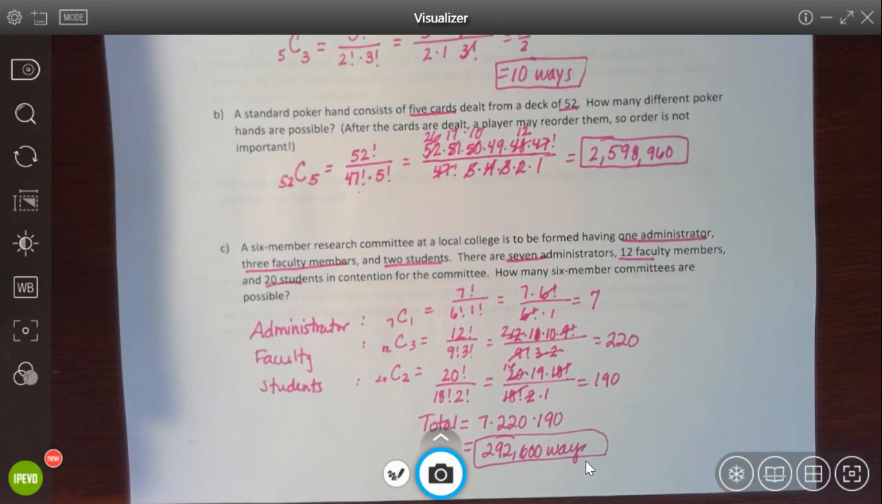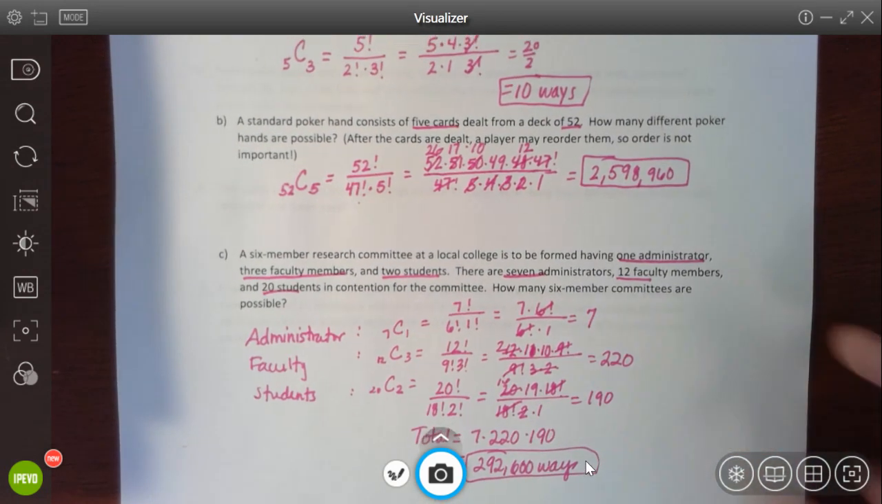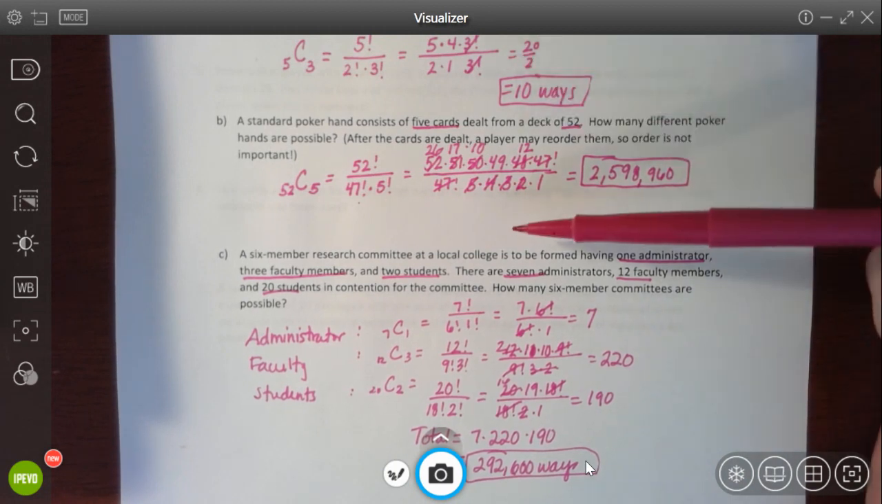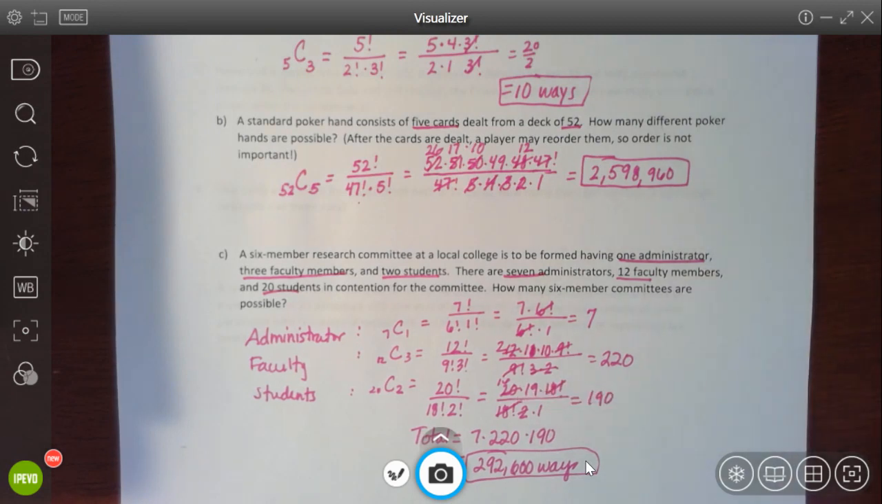Okay, so as you're going through, what you're going to work on is finding some combinations using some word problems similar to these. Some of them you might only need to use the combination formula once, and some of them you might have to use it twice. If you have any questions, feel free to reach out.